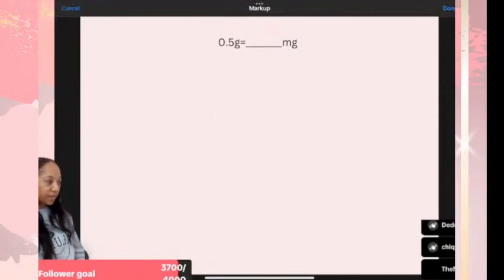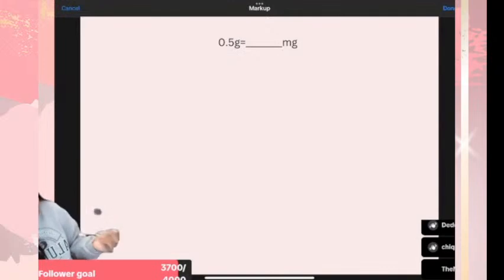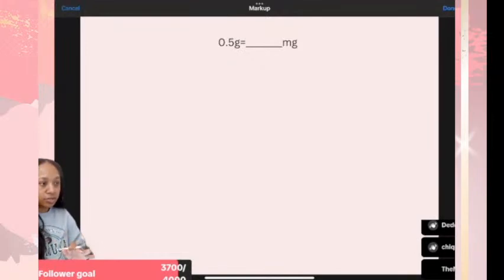Okay, so 0.5 grams equals how many milligrams? We know we're looking for milligrams, so we can do a direct conversion from grams to milligrams. I'm going to show you how to do it the dimensional analysis way, and I'm also going to show you a little word trick or mnemonic.